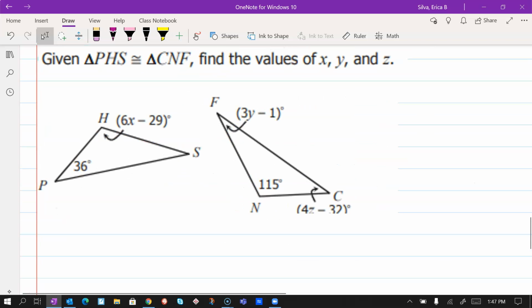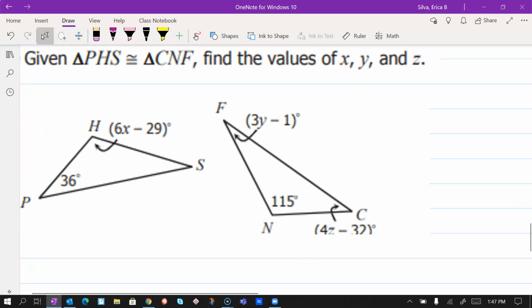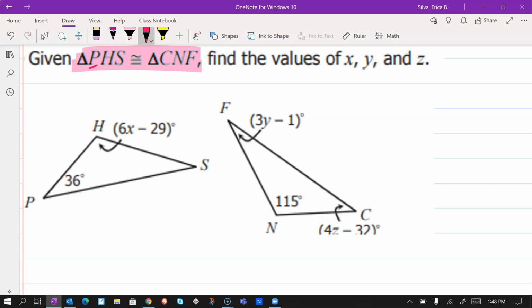All right, let's go ahead and go to the last example. Or second to last example. Now we're bringing some algebra into it. So go ahead and copy these problems down. And we're going to be looking for angle X, the value of X, the value of Y, and the value of Z.